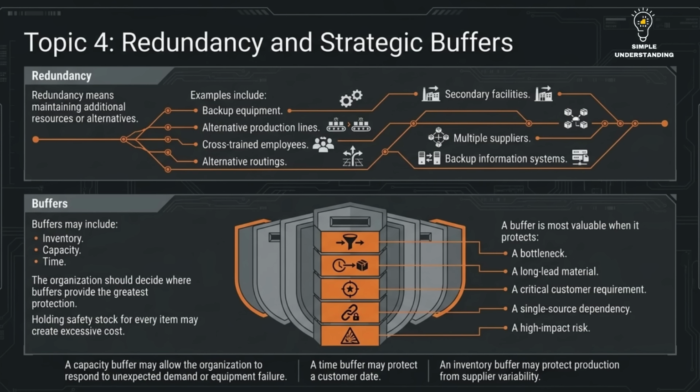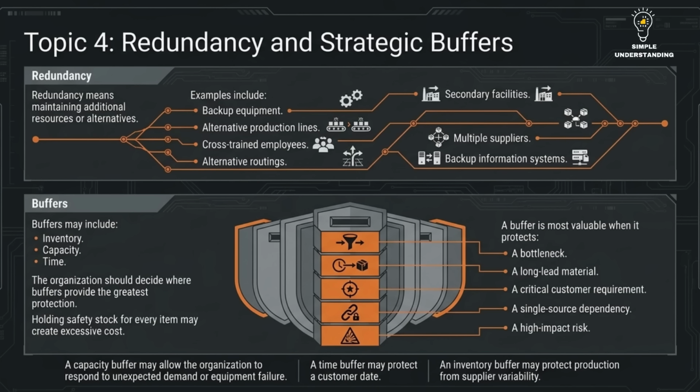Buffers may include inventory, capacity, time. The organization should decide where buffers provide the greatest protection. Holding safety stock for every item may create excessive cost. A buffer is most valuable when it protects a bottleneck, a long lead material, a critical customer requirement, a single source dependency, a high-impact risk.